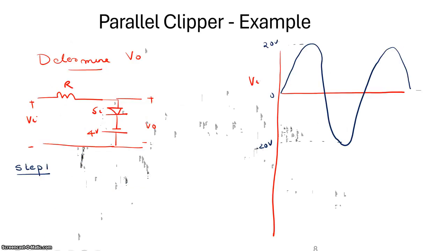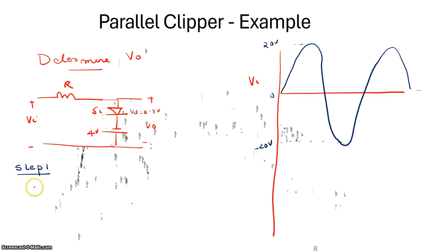One more example problem we are discussing on parallel clipper. Here you see that the diode is kept in the reverse direction, and the polarity is also reversed in this example. And we are using a silicon diode instead of an ideal diode. You know that for a silicon diode, VD when on is equal to 0.7 volt, the cut-in voltage.